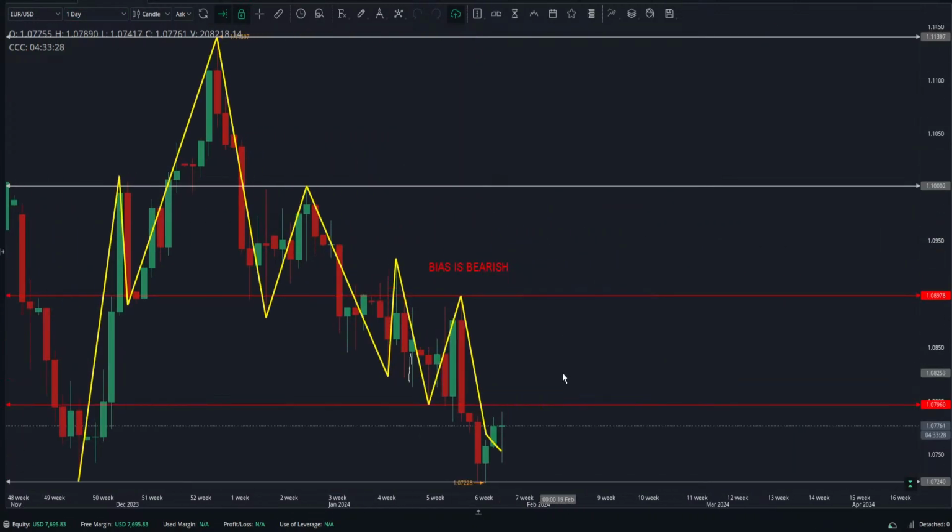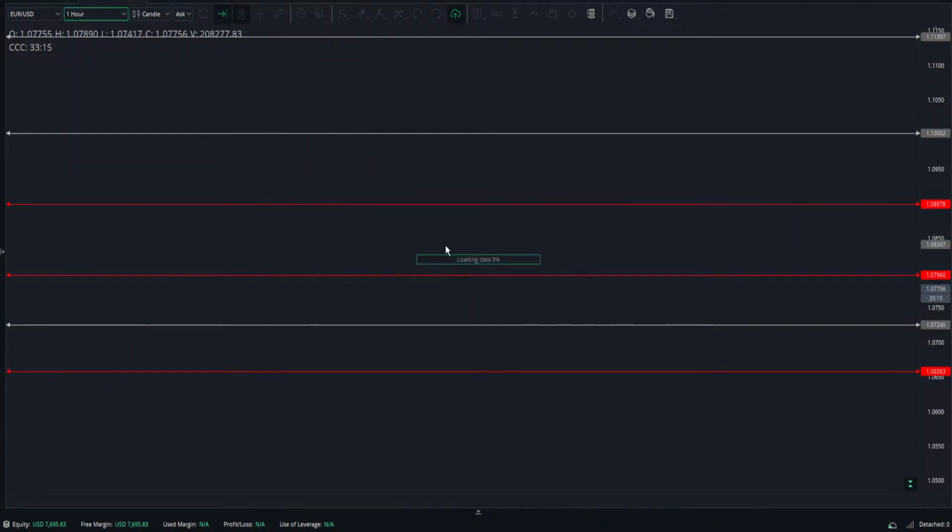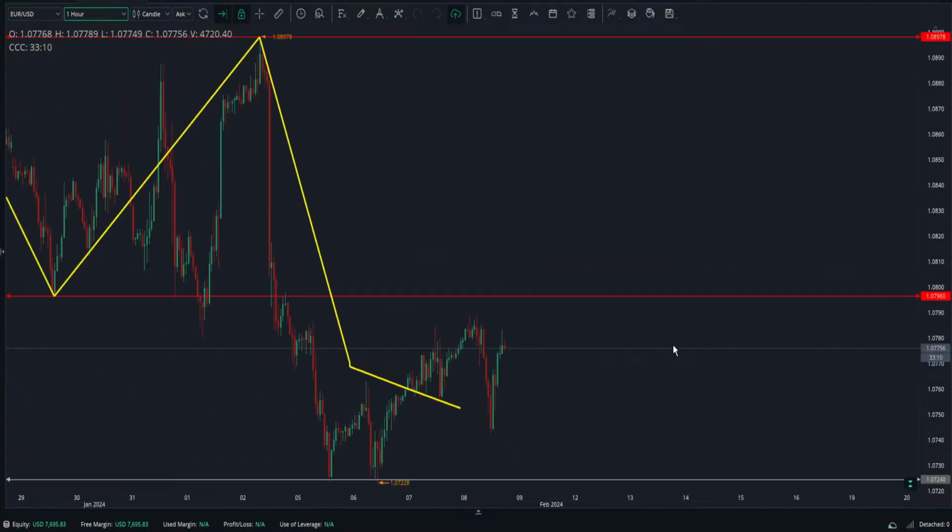Talking about the euro, although the bias is bearish, it is bearish below 1.0897. So till the time the price is trading below that, I'll still be looking for bearish price action. So what we can do is create a channel on the 1 hour. I think this is the third day of the consolidation.